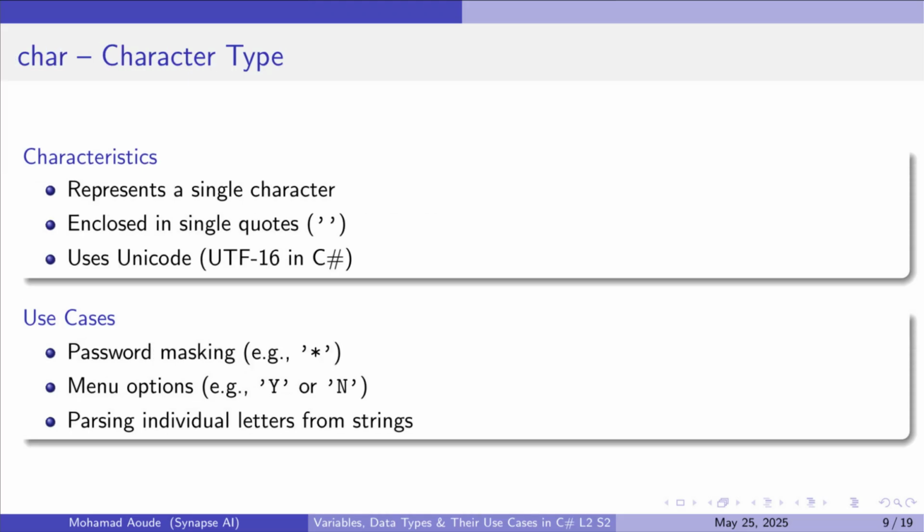The char type is used to represent a single character, like a letter or a symbol. Think of it as a building block for text. For example, when you see options like Y for yes or N for no, those are characters represented by the char type. This is especially useful when you want to look at individual letters in a larger piece of text. Also, did you know that each character has a unique number in ASCII code? This helps computers understand and store text efficiently.